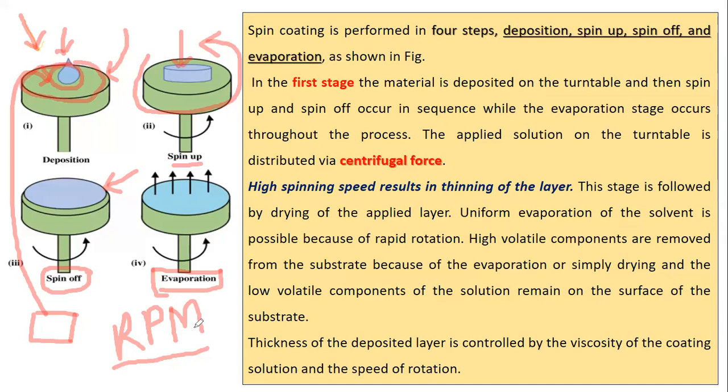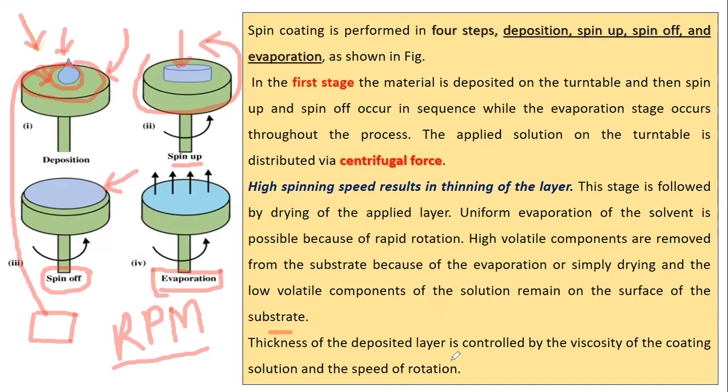And a very thin, dry substrate we can obtain. Highly volatile components are removed from the substrate by the evaporation or simply drying, and the low volatile components of the solution remain on the surface of the substrate. So highly volatile substances are required. If highly volatile components are there, it can easily dry, it can easily evaporate the solution. And if low volatile components are there, it is difficult to remove them, and it is difficult to dry that particular substrate. So this is the working condition of the spin coating system.